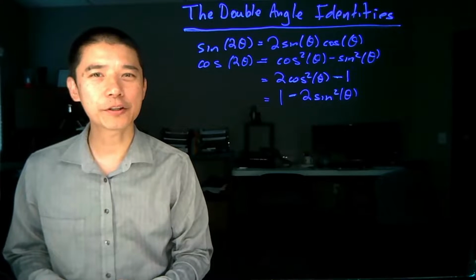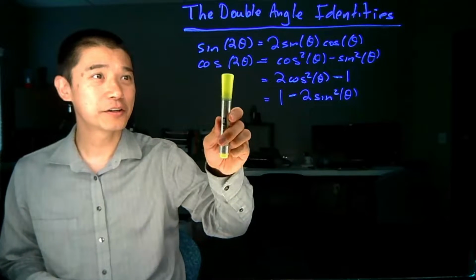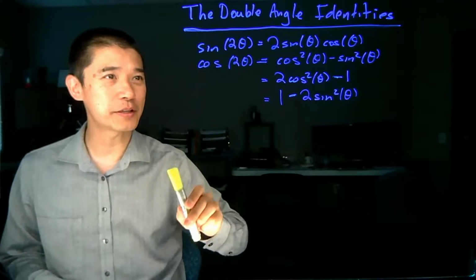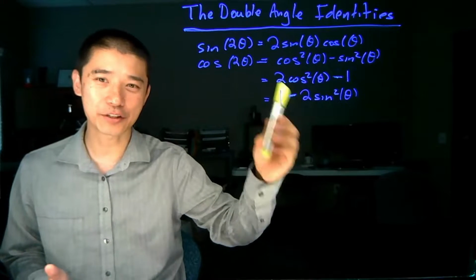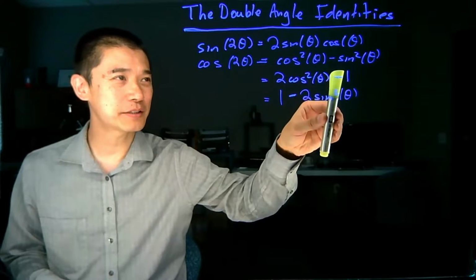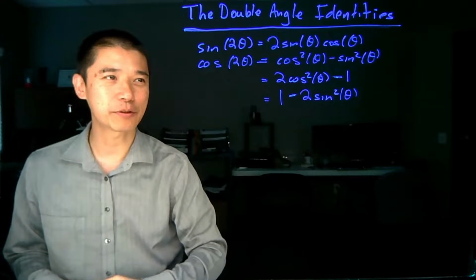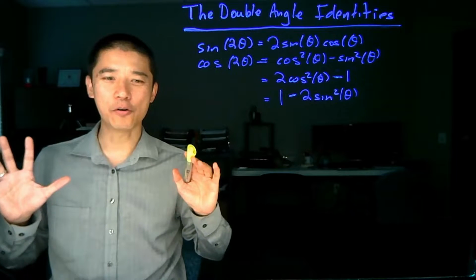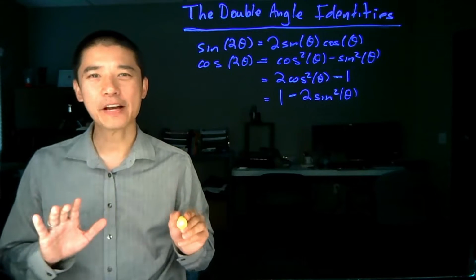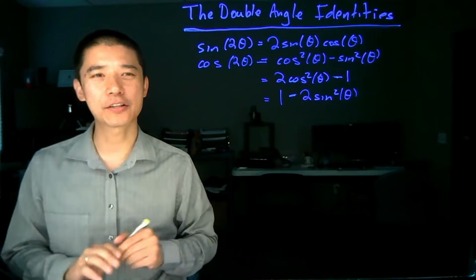In this section, we're going to look at the double angle identities. Here they are. Sine of 2 theta is 2 sine theta cosine theta, and cosine of 2 theta actually has three forms: cosine squared theta minus sine squared theta, 2 cosine squared theta minus 1, and 1 minus 2 sine squared theta. Now, initially, this feels like a whole bunch of new equations to memorize, but in fact, this is old information repackaged in a new way.